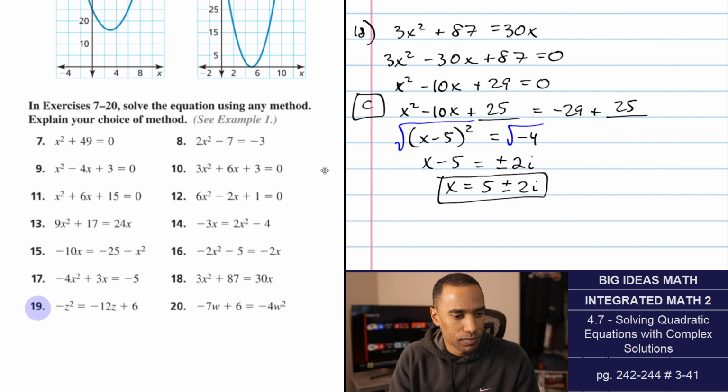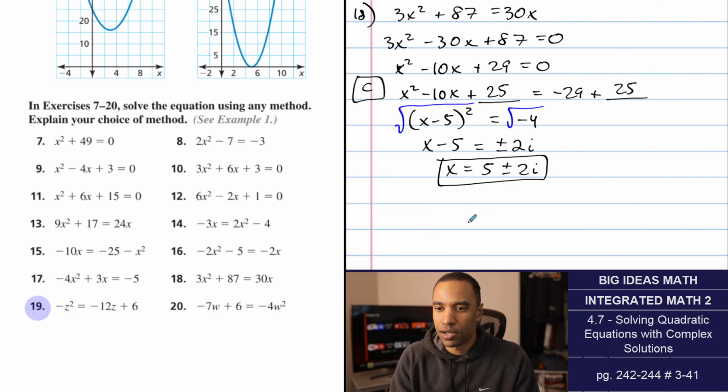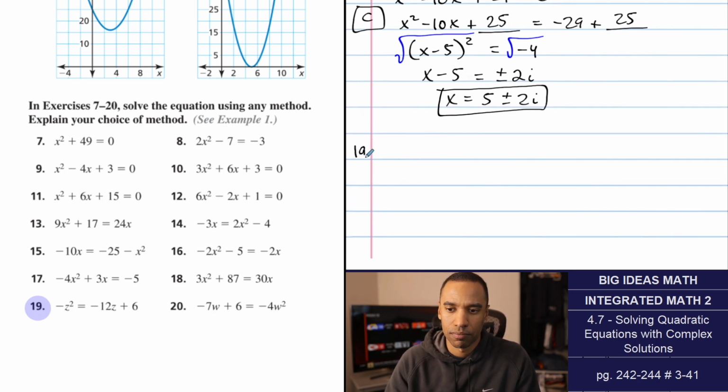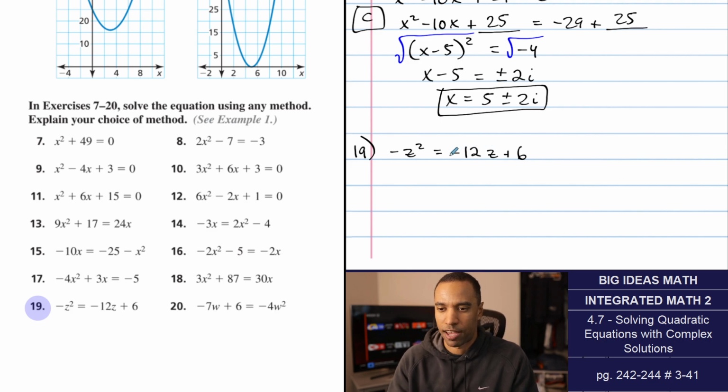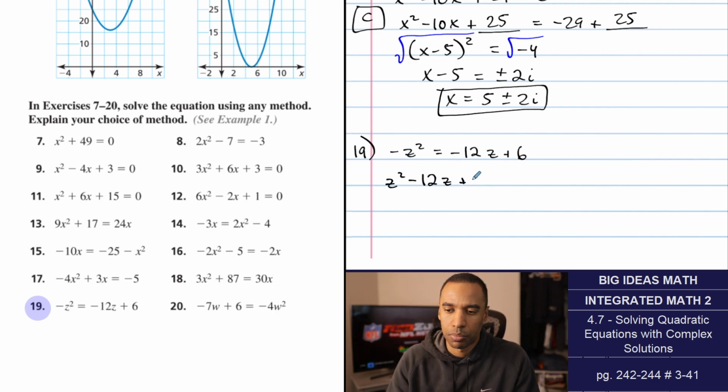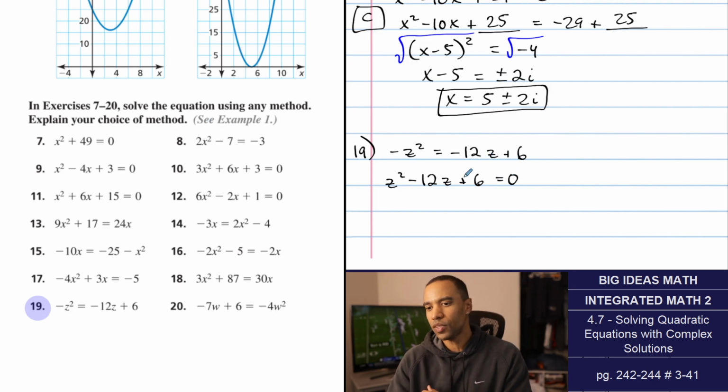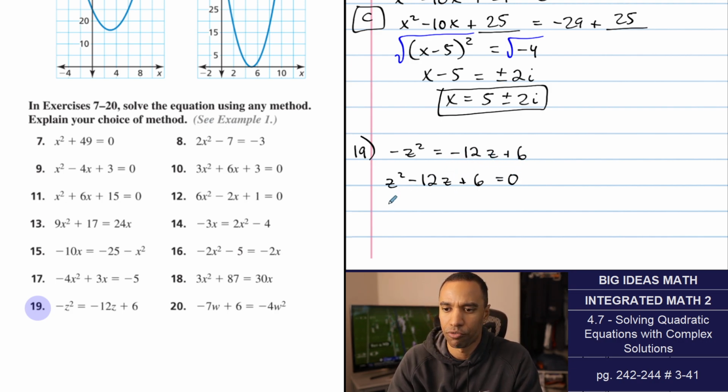Number 19, I have negative z squared. Let's see if we can fit it on this page. Negative z squared equals negative 12z plus 6. Doesn't look factorable. Let's add the z squared over. Z squared minus 12z plus 6 equals 0. Completing the square. Yeah, let's go for it again.